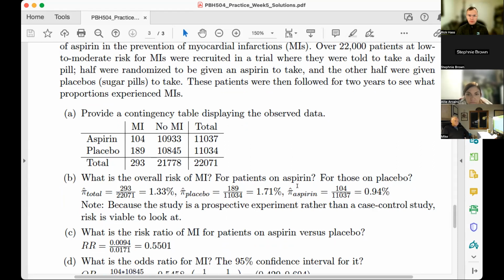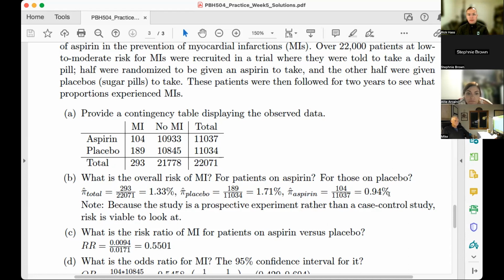is just those two numbers: the probability of myocardial infarction if you were taking aspirin divided by if you were taking placebo. And so the risk ratio is less than 1, which suggests that aspirin has a protective effect. But is this a case control study? It's not. It's a randomized control trial, but still we might want to get an odds ratio.